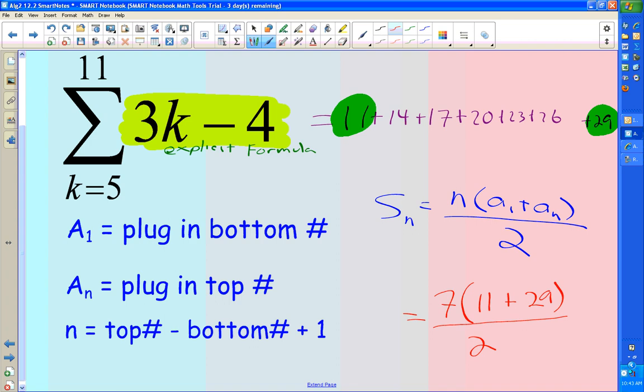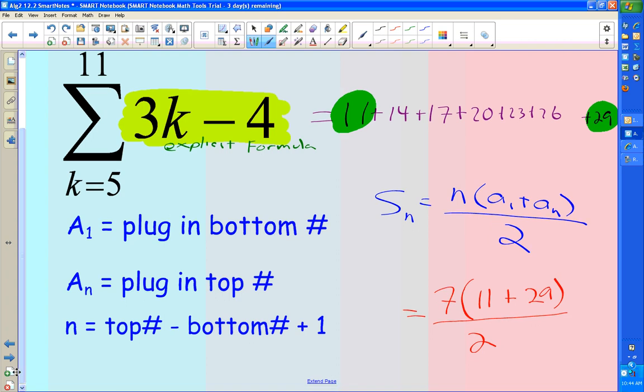So first term, plug in the bottom number. Last term, plug in the top number. To find out how many terms, top minus bottom, plus 1. Can the bottom number be negative? Absolutely. The top number could be negative as long as it's bigger than the bottom number. And they could be zeros. It could happen.